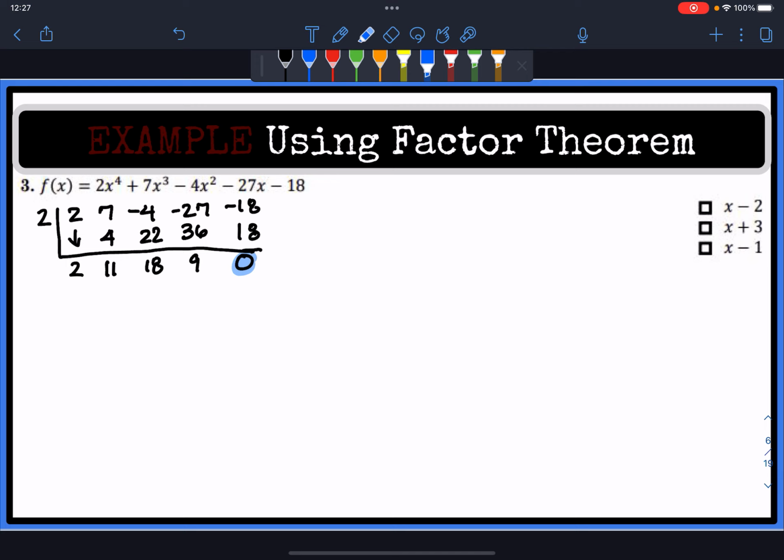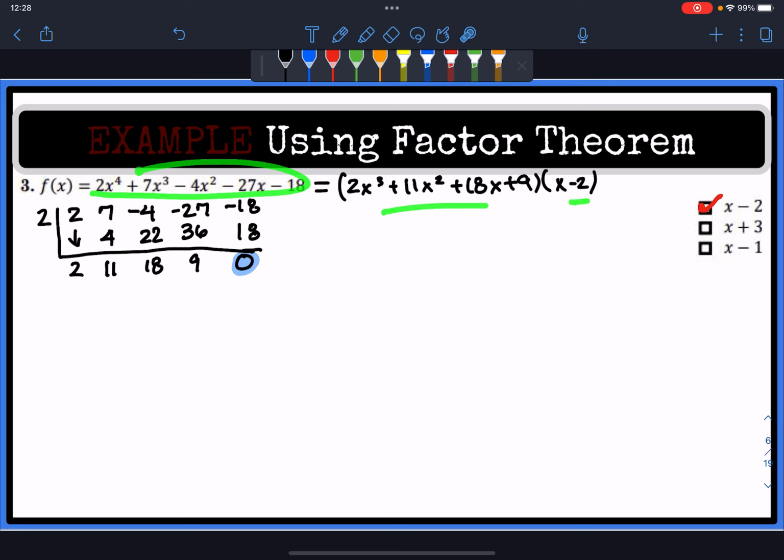Since our remainder is equal to 0, that means by this synthetic substitution, x minus 2 is going to be a factor. So x minus 2 is a factor. X minus 2 divides this without any remainders. Now, by the division algorithm, I also now know the following, that x minus 2 times this right here, 2x to the third power plus 11x squared plus 18x plus 9, this times x minus 2, my factor, multiplying these two things is going to equal this.